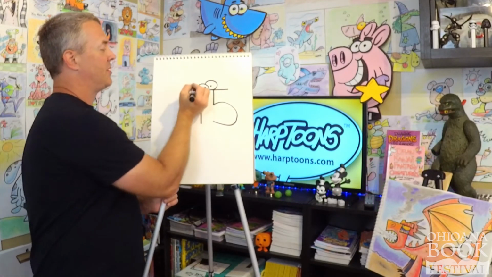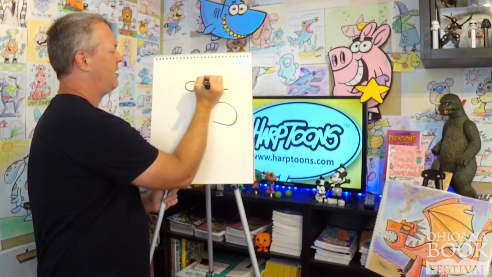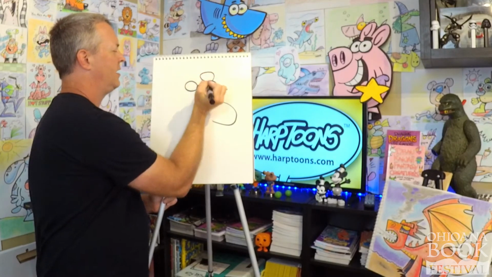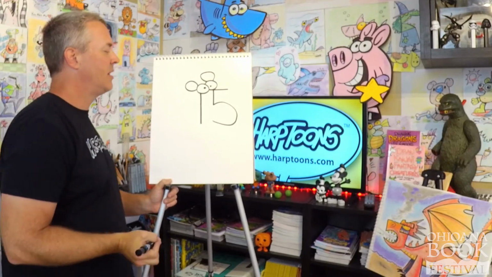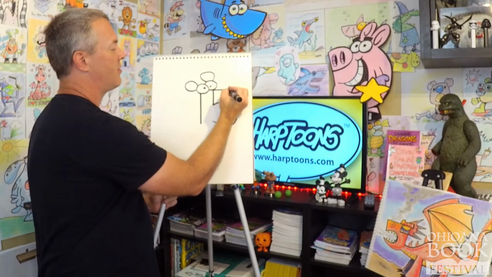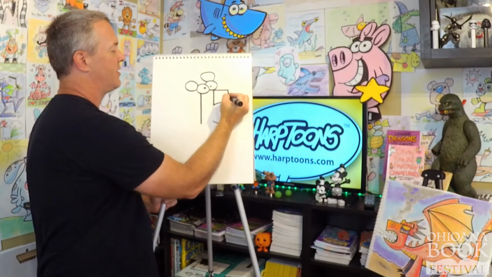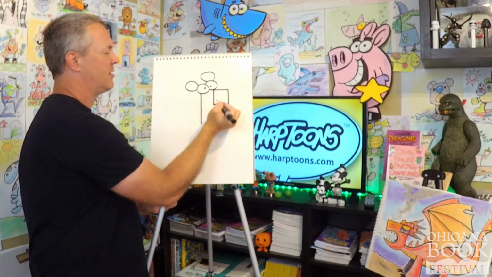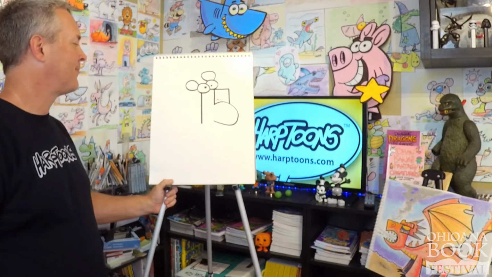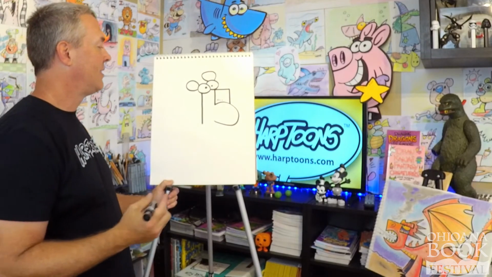Let's draw the squirrel's ears right there. And then we're going to draw the squirrel's nose. We're going to draw a line from this part of the 5. It goes down like that. And there you go. You just drew the squirrel's nose. Pretty easy. Okay, now let's draw the mouth.